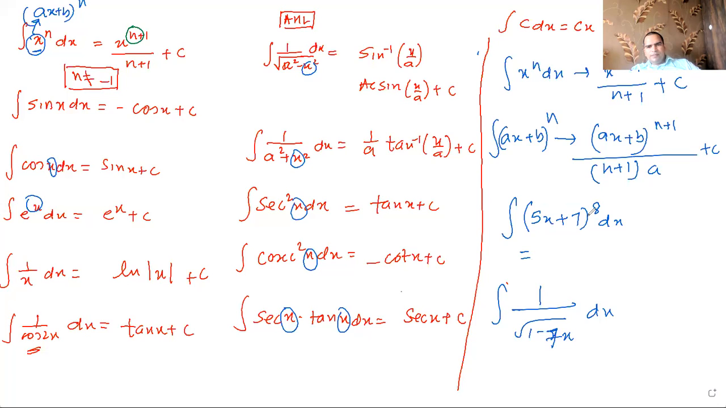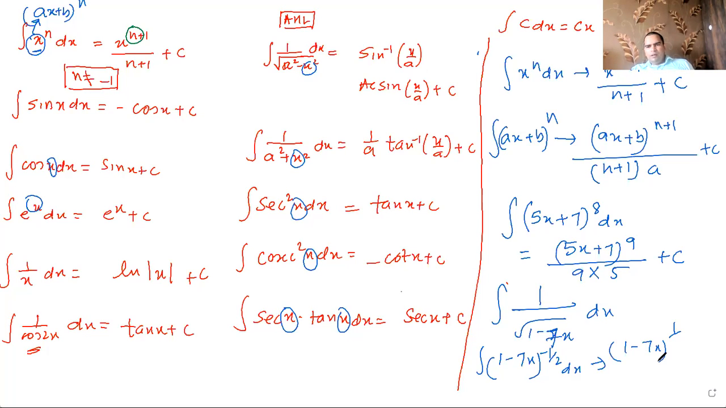So here we'll have 5x plus 7 to the power of 9 over 9. But don't forget to divide by the coefficient of x in the denominator, which is 5, plus c. Similarly, in this case, you can write this as 1 minus 7x to the power of negative half. And then if you integrate, this will be 1 minus 7x to the power half over half. But don't forget to divide by the coefficient of x, which is negative 7. And of course, you can simplify this, which I'm not showing here.